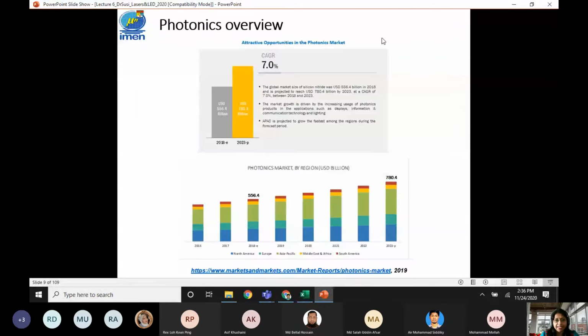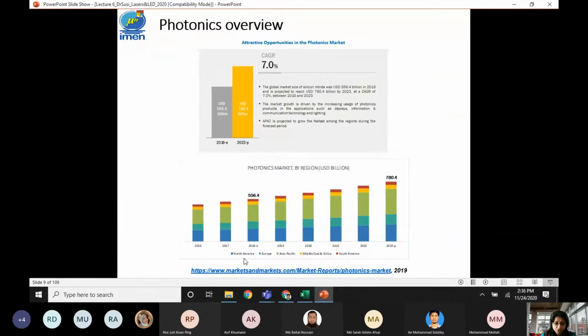In terms of applied nanoelectronics, photonics is one of it. And in terms of photonics overview, it can be said that the photonic market is growing year by year, where in 2023, the CAGR is expected to reach 780.4 billion. All right, this is in billion. And Asia Pacific region is projected to grow as the fastest during this forecast period.